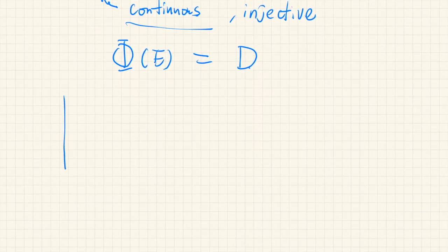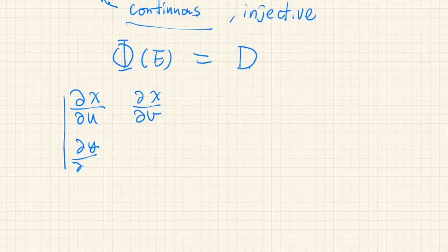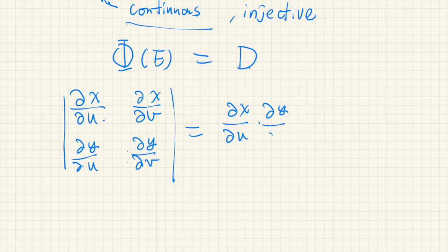So the Jacobian determinant is this: dx/du, dx/dv, dy/du, and dy/dv. At every point in E, this is non-zero. If we calculate this determinant explicitly, it is dx/du times dy/dv minus dx/dv times dy/du. So this is non-zero.